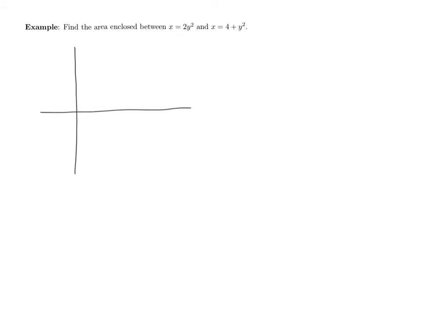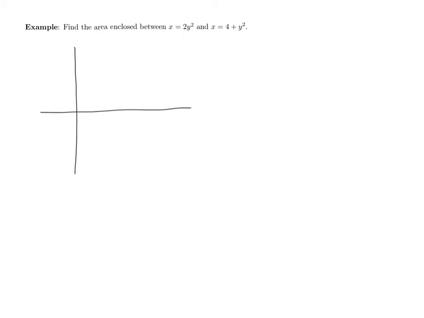We have two functions of y. Our first step towards determining this enclosed area is sketching the graphs of these functions and seeing if we can identify that region enclosed between them. So both x equals 2y squared and x equals 4 plus y squared are going to be parabolas opening in the positive x direction, so opening to the right.